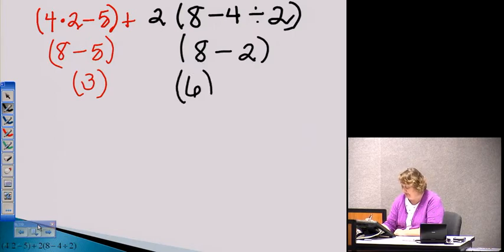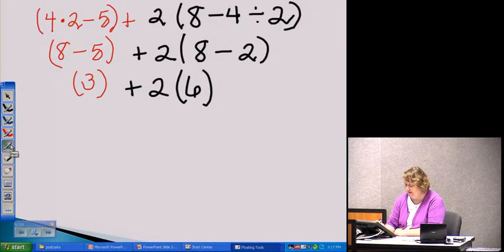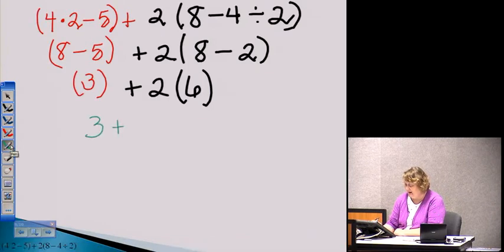And again, until I'm completely sure I'm through with it, I'm going to keep it inside parentheses. Don't forget that we had a 2 outside of that. So I'm going to go back and put that 2. Now what are we left with here? Well, I'm going to take a different color here and say 3 plus 2. And because there's not an operation in between them, remember that's times. So that's 3 plus 2 times 6.